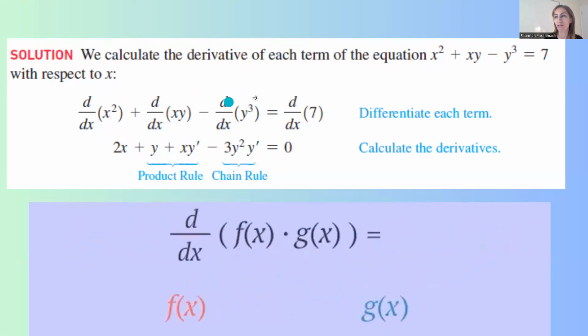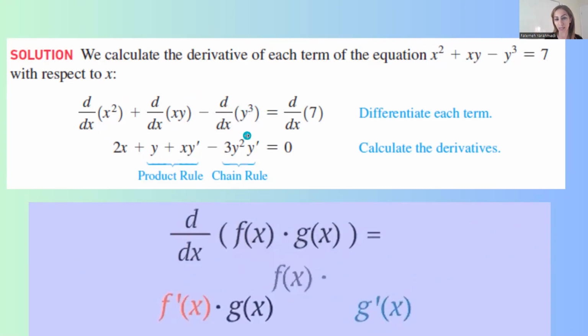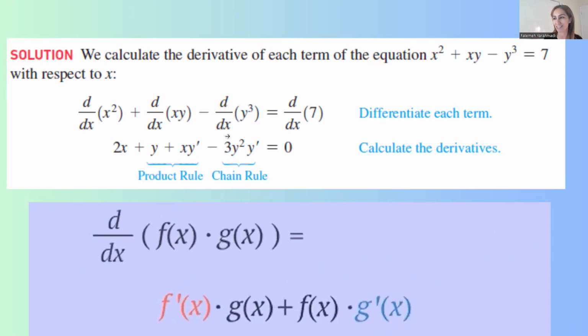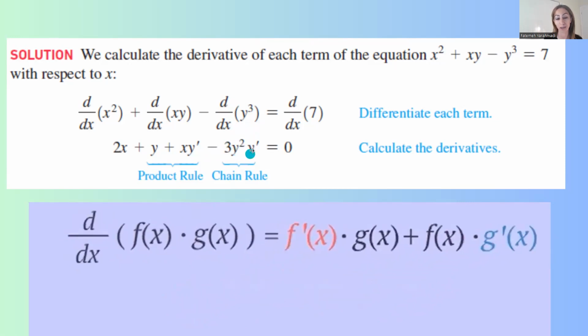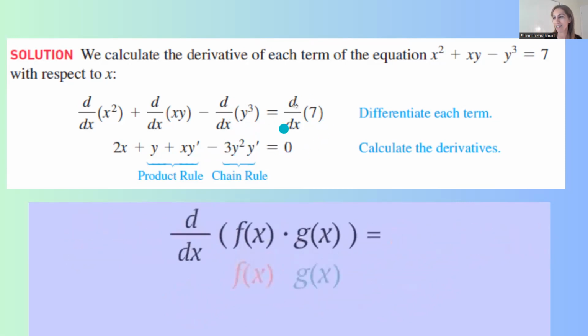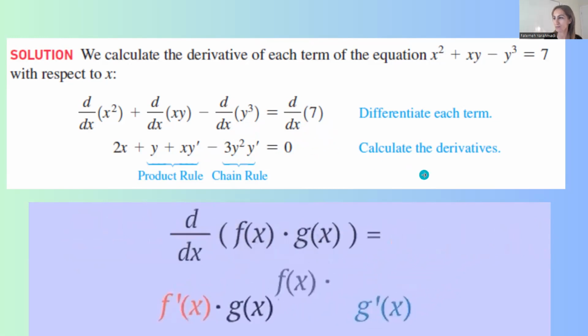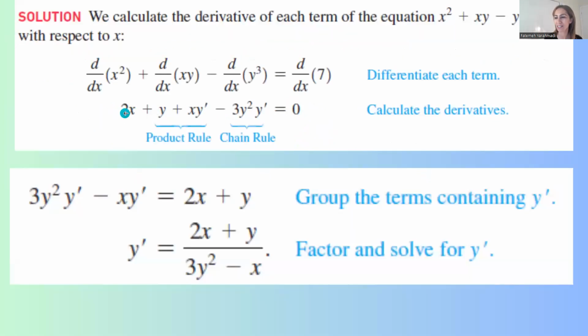Minus the derivative of y to the third with respect to x. Y is a function of x, so we get negative 3y squared times y prime. On the other side, the derivative of a constant is 0. So now that we calculated the derivative of each term, we're going to group y prime on one side and factor out y prime, so we can write y prime equals a combination of x and y's.